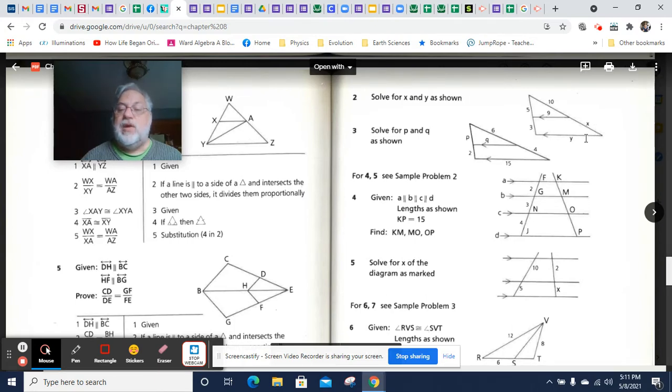Y is going to require a little bit more work because it's going to be 9 is to y as 5 is to 5 plus 3. So 5 plus 3 is going to be 8. So 9 is to y as 5 is to 8. So we're going to want to set up a proportion for that one. So y, I'm going to do it upside down. So y is to 9 as 8 is to 5.